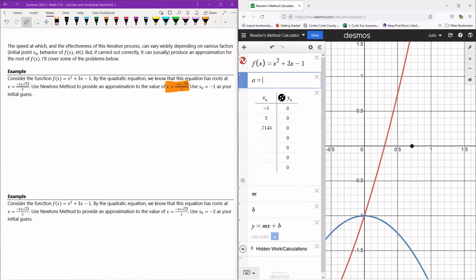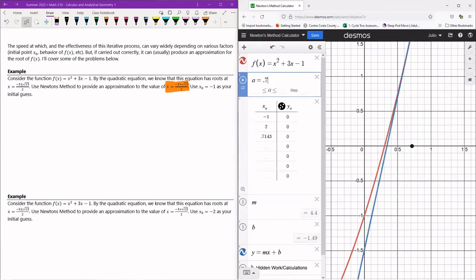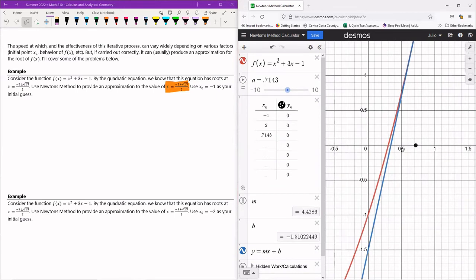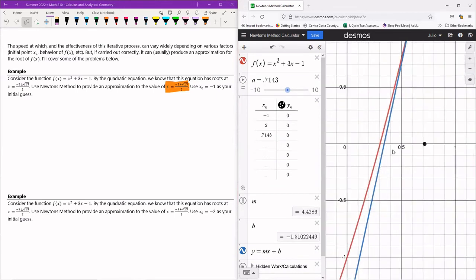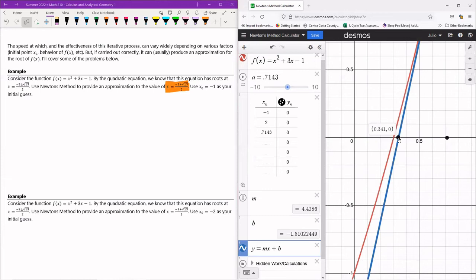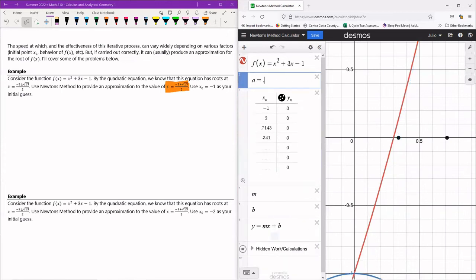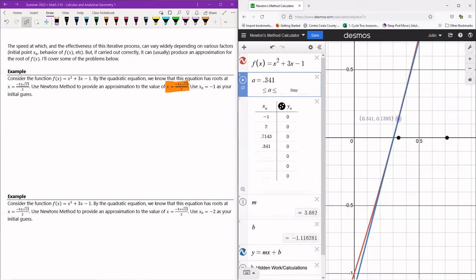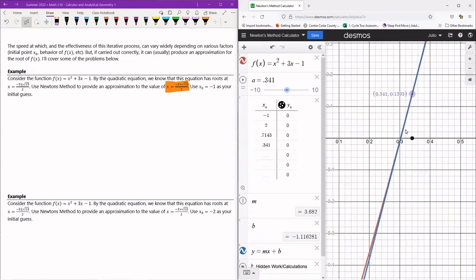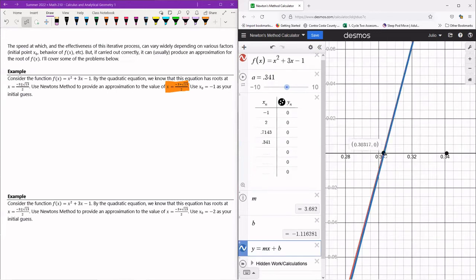I'm going to change this now to 0.7143. You hit it again. Tangent line approximation, that's the blue line, the root of which is 0.341. Again, tangent line approximation. Try it again. 0.30317.